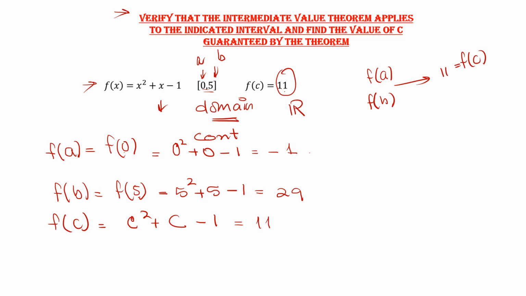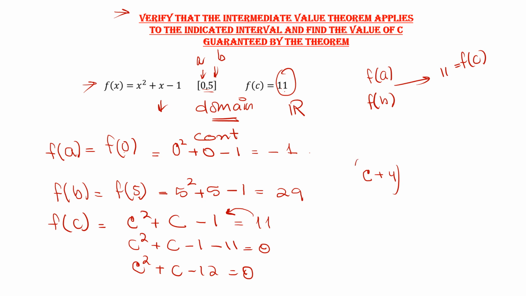Now you can see c squared plus c minus 1 equals 11 is a quadratic equation. In order to solve the quadratic equation, set the equation equal to 0. So you will get c squared plus c minus 1 minus 11 equals 0. Simplify it: c squared plus c minus 12 equals 0. In order to find the value of c from a quadratic equation, you have to factor it. So what are the factors of this equation? That will be c plus 4 and c minus 3 equals 0.